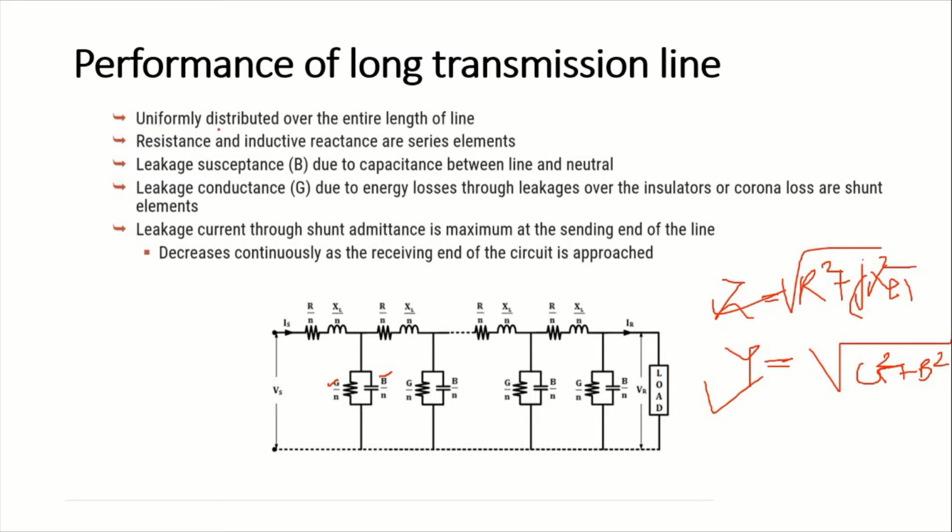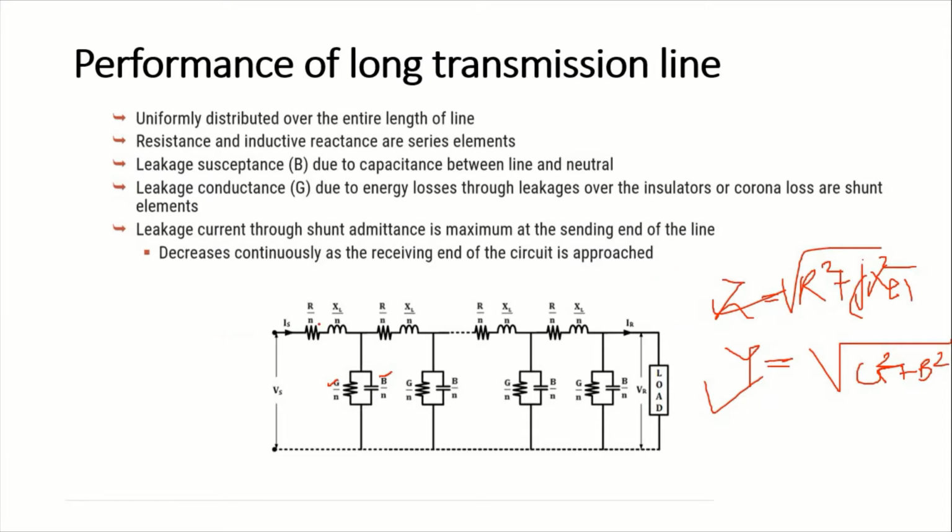The transmission line parameters are uniformly distributed over the entire length of the line for a long transmission line. Resistance and inductive reactance are series elements. Leakage susceptance B is due to the capacitance between the line and neutral. Leakage conductance G is due to the energy loss through leakage over the insulators or corona loss, and these are shunt elements. Leakage current through the shunt admittance is maximum at the sending end of the line, decreasing continuously as the receiving end of the circuit is approached.